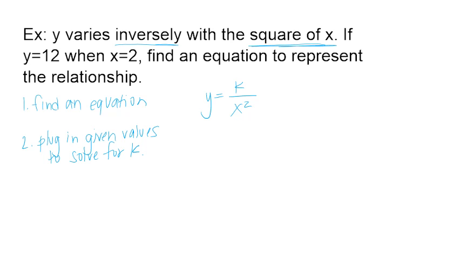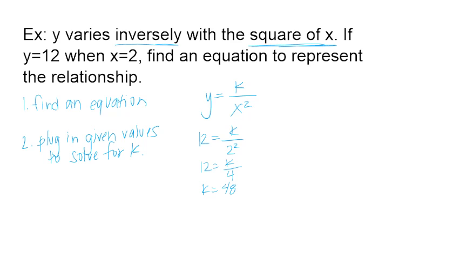All right, so the given values that they tell us is that, for this situation, when y is 12, x is going to be 2. So notice I just plugged in 12 for y and 2 for x. And now we basically just need to solve for k. So I would have 12 is equal to k divided by 4, and I could multiply both sides by 4. So k would equal 48.